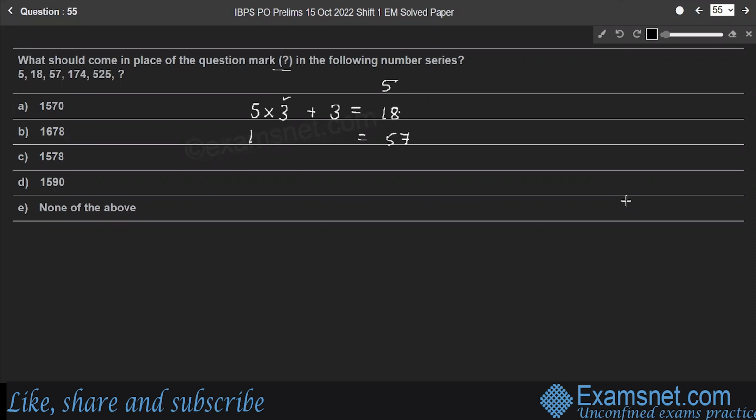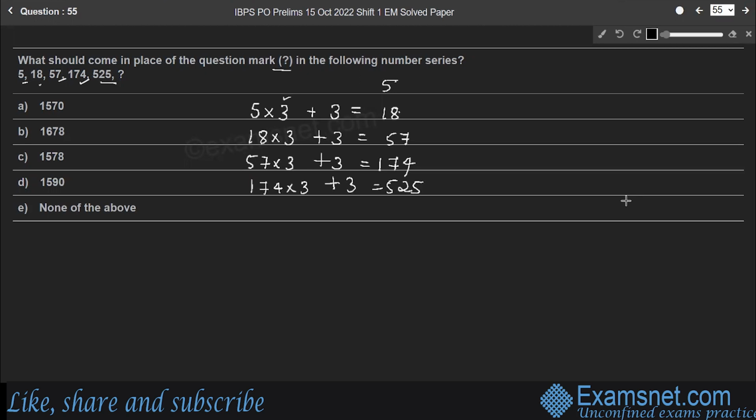In the same way, the third number is 57, when 18, the second number, is multiplied by 3. 18 into 3 is 54, plus 3 gives the third number. Apply the same rule: 57 into 3 gives 171, plus 3 gives 174, which is the fourth number. And the next number: 174 into 3 gives 522, plus 3 gives 525.